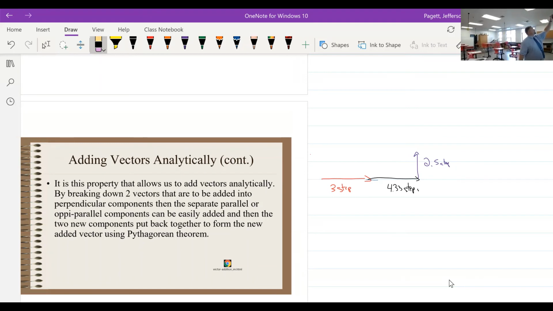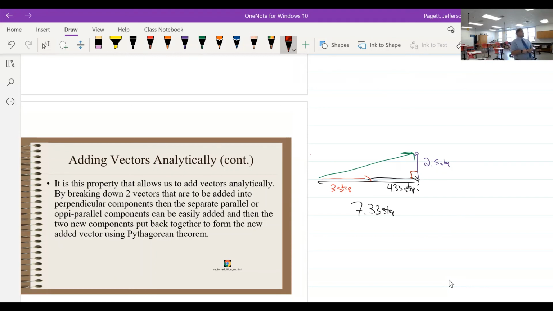Which initially you might think is dumb. Why in the world would I do that? Here is my resultant. Until I look at this and say, hey, my 3 and my 4.33, those are parallel. I know how to add those. So I'm going to put those two together, and I'll keep it in black, and it's going to be 7.33 steps. That whole thing is 7.33. Now this is perpendicular, 2.5. I have the Pythagorean theorem to find out how big the green arrow is.